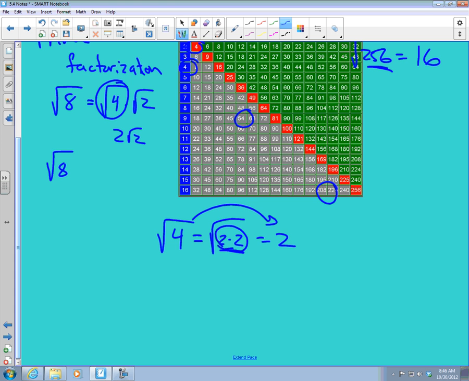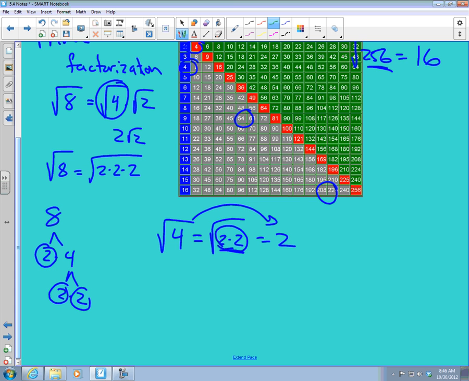So what I would do with the square root of 8 is this. Using your little factor tree, find all the prime numbers you would multiply to get 8. 2 times 4, 2 is prime. And then 4 is 2 times 2. They're prime. So this is actually the square root of 2 times 2 times 2.